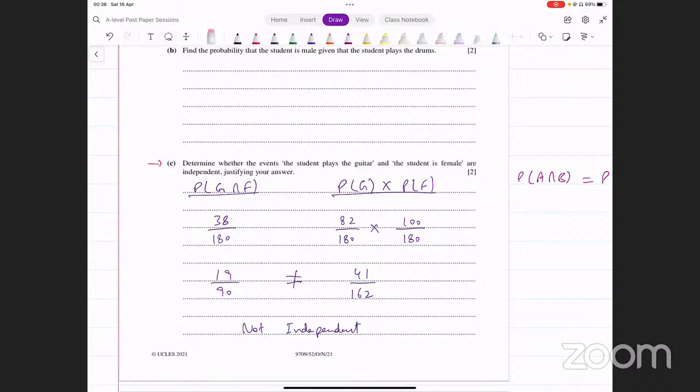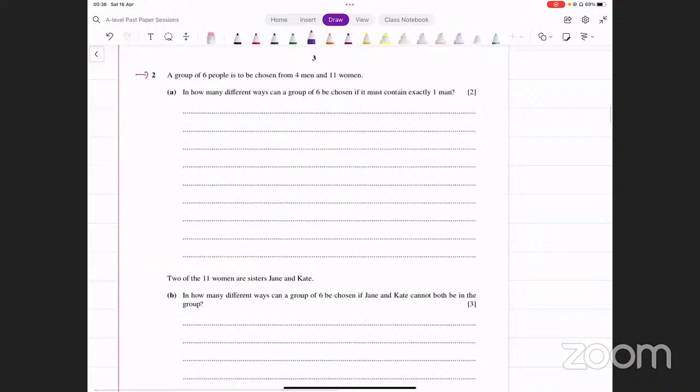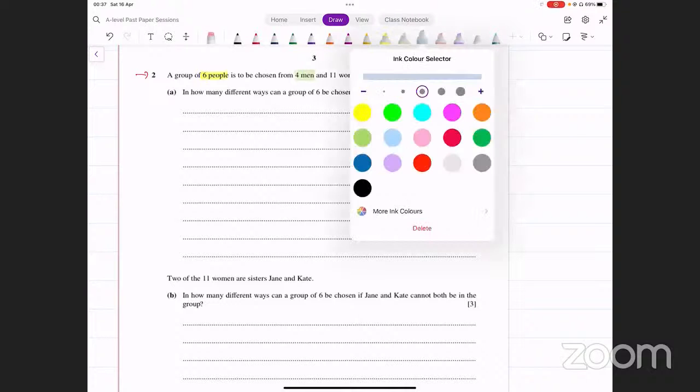All right. Okay, let's move on. That was the first question that we wanted to do. Second question, it's a permutation and combination question. People always get confused by these. Let's do this one. A group of 6 people is to be chosen from 4 men and 11 women. Choose 6 people. There are 4 men and 11 women.